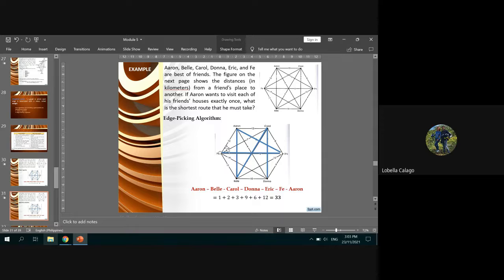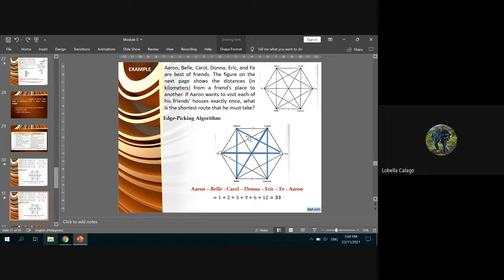Kasi pag i-close natin kay Aaron, so medyo meron siyang more than 2 edges. Hindi katulad dito, tingnan nyo. Lahat ay dalawang edge lang. So, merong more than 2 lalabas. So, it means that we will not select this one. Yung 5, sorry.